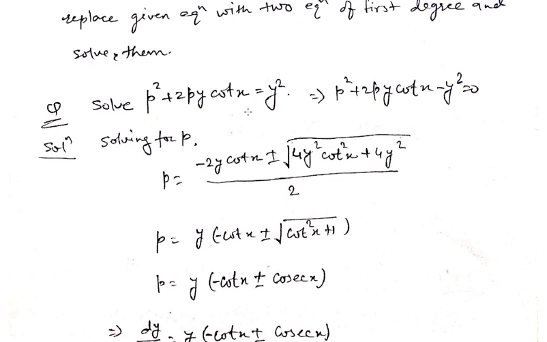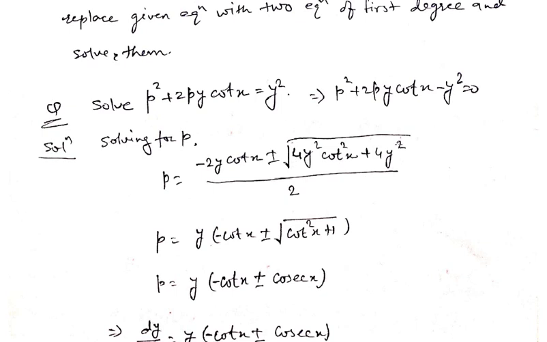If it is of more degree, if it is of third degree or fourth degree, then we replace the given equation with three equations or four equations. So we can find the value of p using the formula minus b plus minus square root of b square minus 4ac upon 2a. So p is equal to, here a is 1, b is 2y cot x and c is minus y square. So minus 2y cot x plus minus square root of 2y cot x whole square, 4y square cot square x, minus 4 into a is 1 and c is minus y square, so plus 4y square.